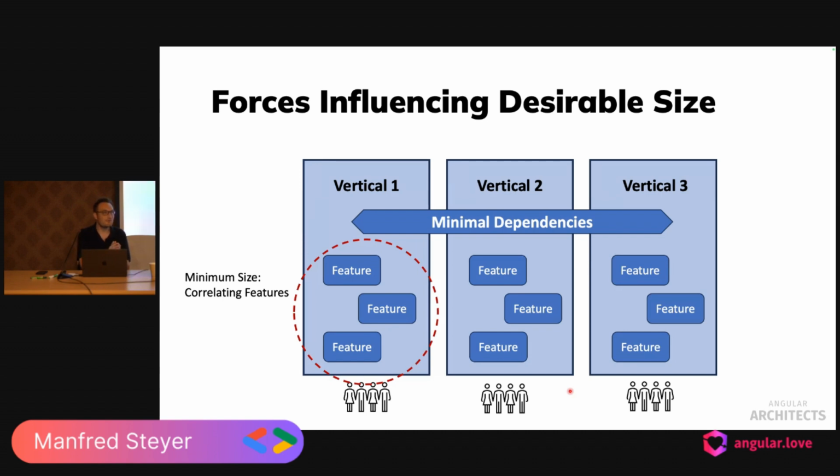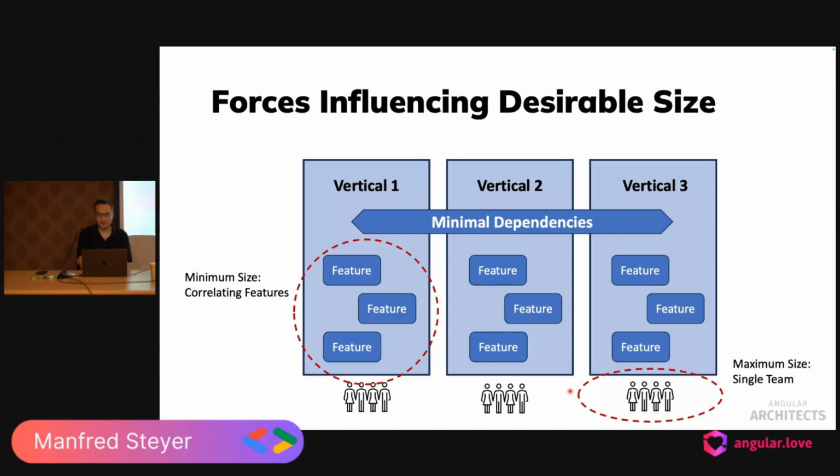We don't want to have a situation where we need to change 5 verticals just to update one feature. This would not be the idea of all of this, because the idea is to have local changes, to concentrate on one thing, and to do a good job in this very tiny aspect. So correlating features should fit one vertical. And the force for the maximum size is the team size. A vertical should not be larger than what a team can achieve.